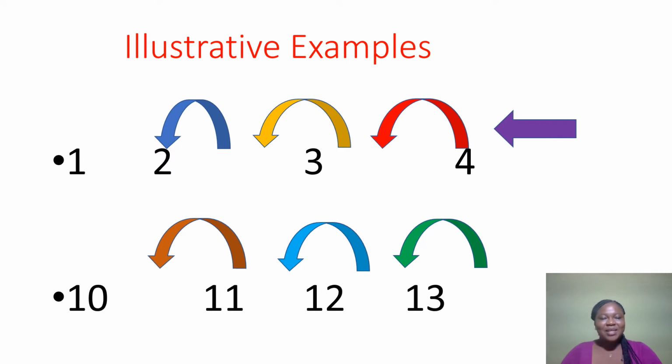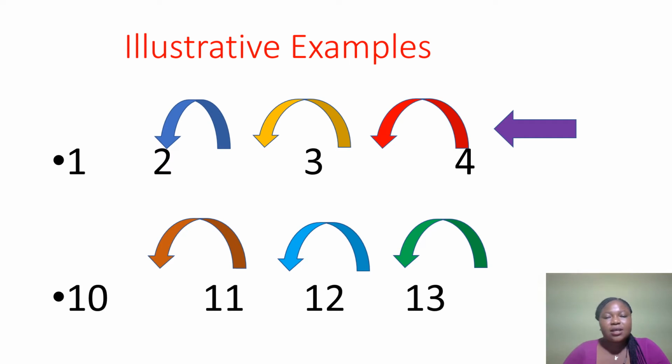Let's look at a few examples, okay? We have numbers from 1 to 4: 1, 2, 3, and 4. In our previous lesson, we did counting by ones forward. In that lesson, from 1 the arrow went to which number? 2. It landed on 2. And from 2, it landed on 3.